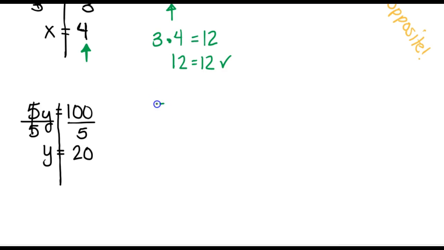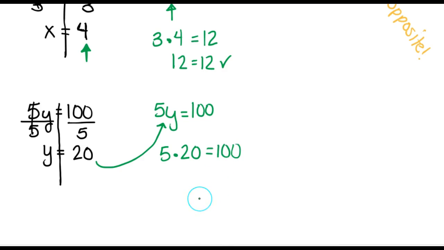So my check, 5y equals 100. But I'm going to replace that y with a 20, so it's really 5 times 20 equals 100. Do not use an x, please. We are past that. If you use an x, remember, that will not count as a multiplication sign anymore. 5 times 20 is 100, which equals 100, and we are correct. Woohoo!